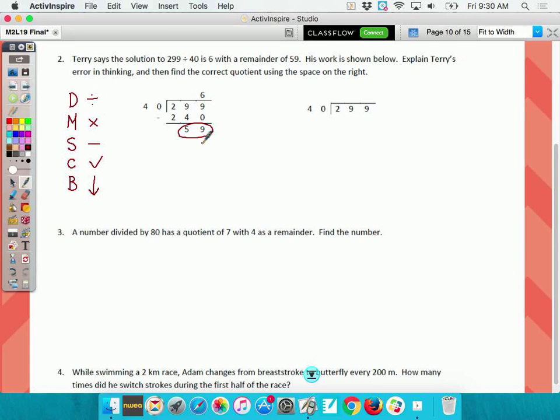So let's fix it. Instead of a 6, now if you're working along and this happens to you, do you know what to do to fix it? It means that you chose a number that's too small up here. So if your remainder is too big, you need to go up a number, at least one. Okay? Let's try a 7. What do you think? Okay. So over here, write down a 7.